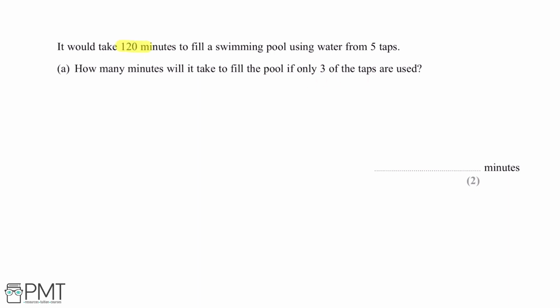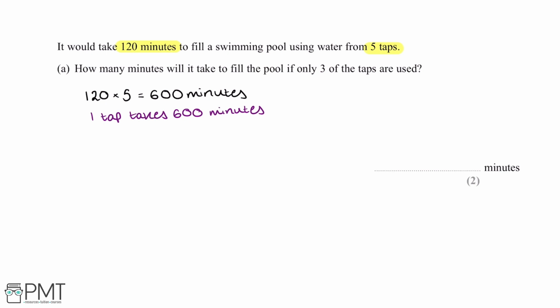So if it takes 120 minutes to fill the swimming pool using water from 5 taps, then it would take longer to fill the swimming pool using just 1 tap. So in order to work out how long it will take for 1 tap, we want to multiply 120 by 5, which gives us 600 minutes. So therefore 1 tap will take 600 minutes to fill the swimming pool.